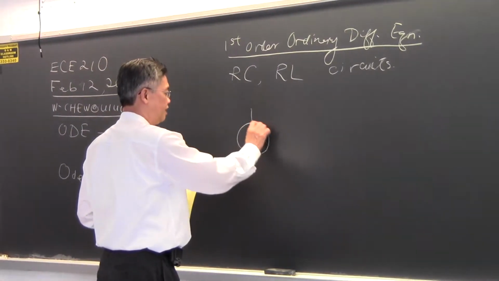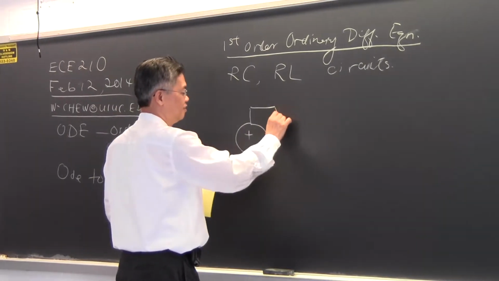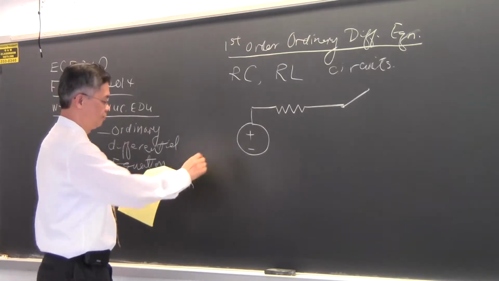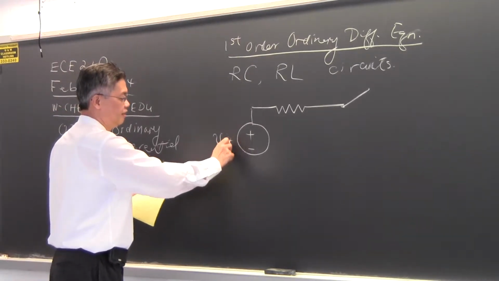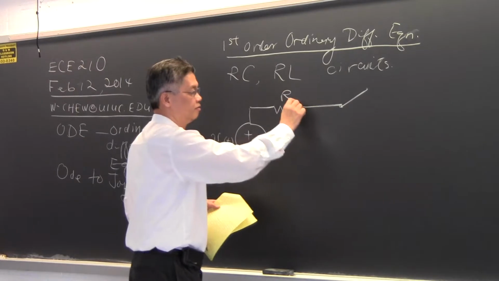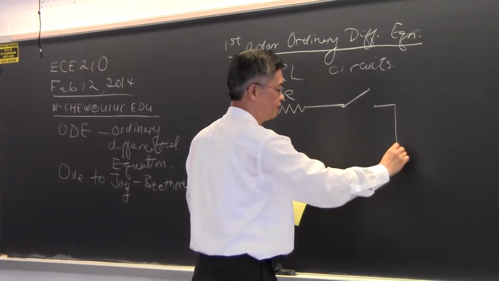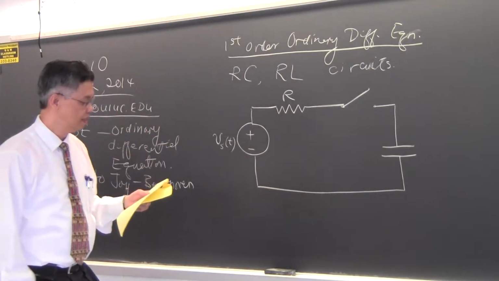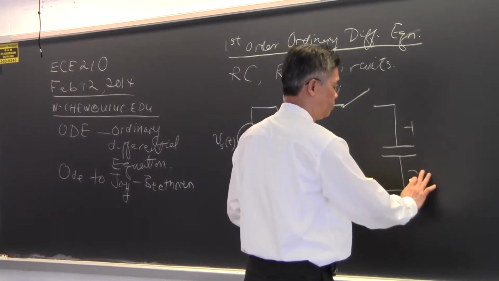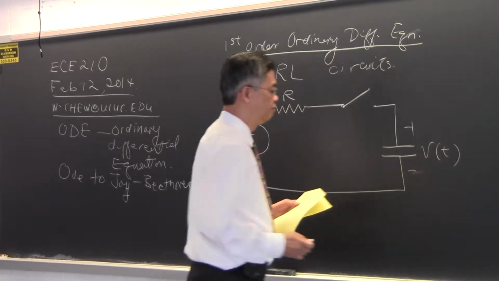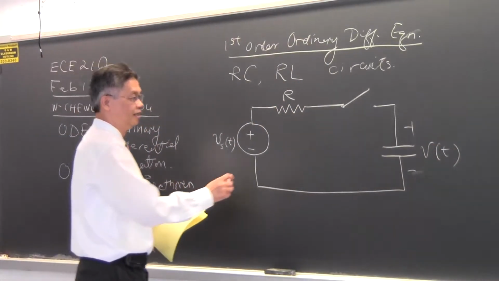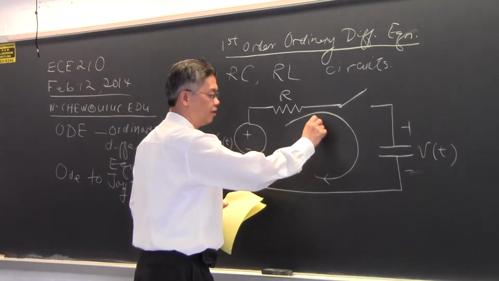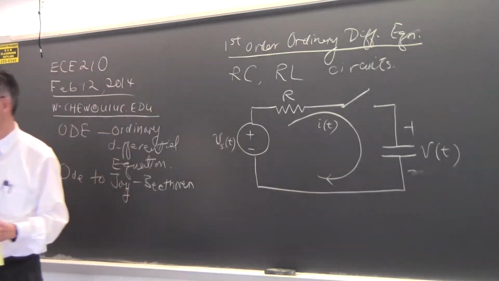And let's assume that we have a source, V sub s of t, that is connected to a resistor. And then we have a switch here that connects the source to a capacitor in this manner. And then the voltage drop across the capacitor we can call V of t. Okay? And when we switch on the switch, a current will flow that we call I of t. Okay?